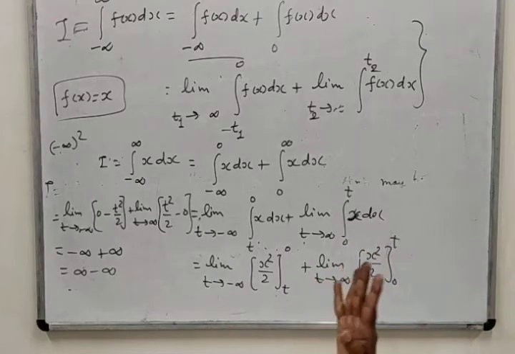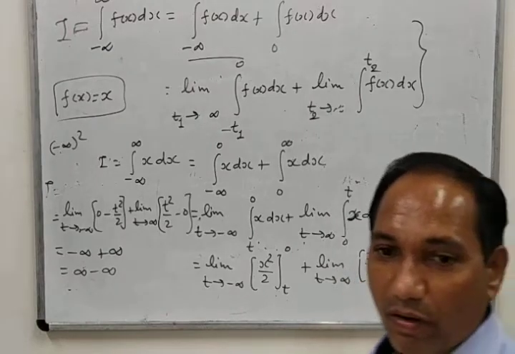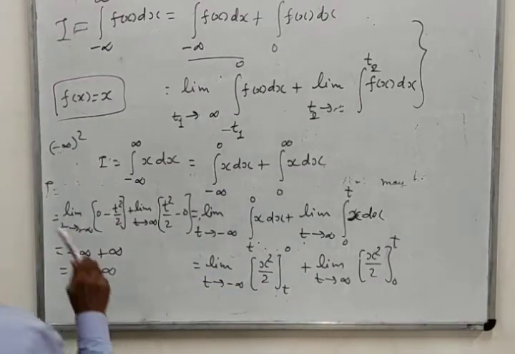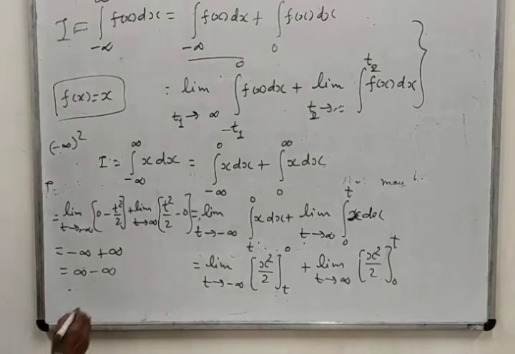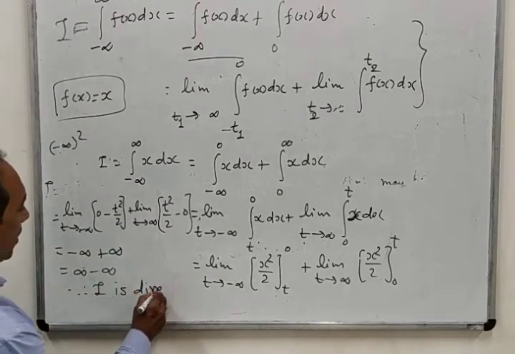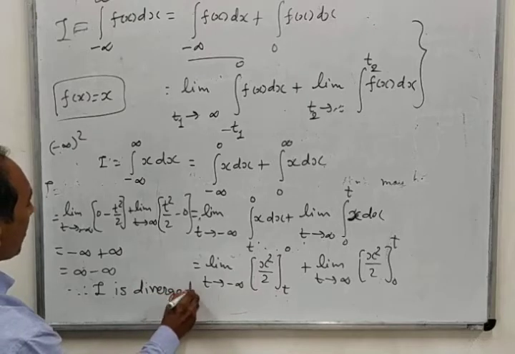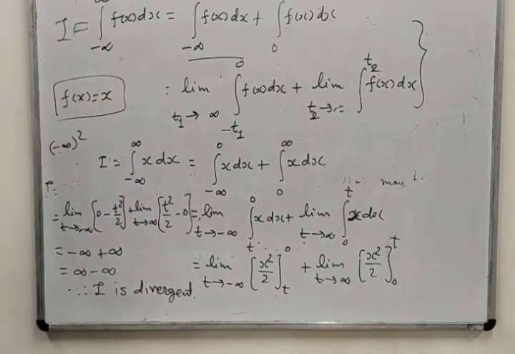It has no fixed value. You cannot write this as 0. This is indeterminate. And therefore we say that I is divergent. And this is the exact measurement and exact prediction of this example. Okay?